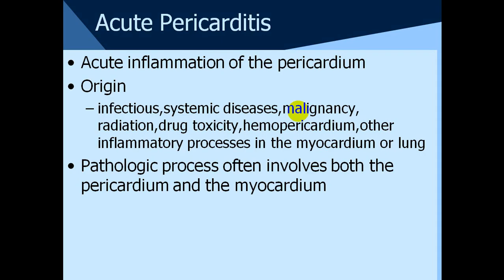Acute pericarditis is acute inflammation of the pericardium. The causes could be infection, systemic illness, malignancy, radiation, drug toxicity, hemopericardium in trauma or anticoagulation or bleeding tendency, or other inflammatory processes in the myocardium or lung. The pathological process often involves both the pericardium and the myocardium.